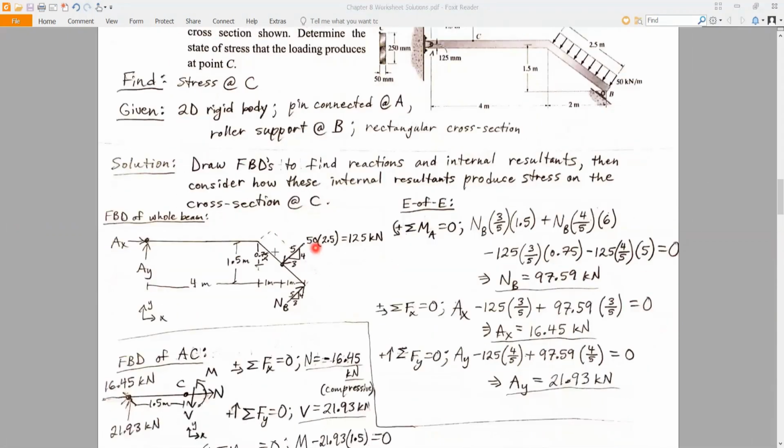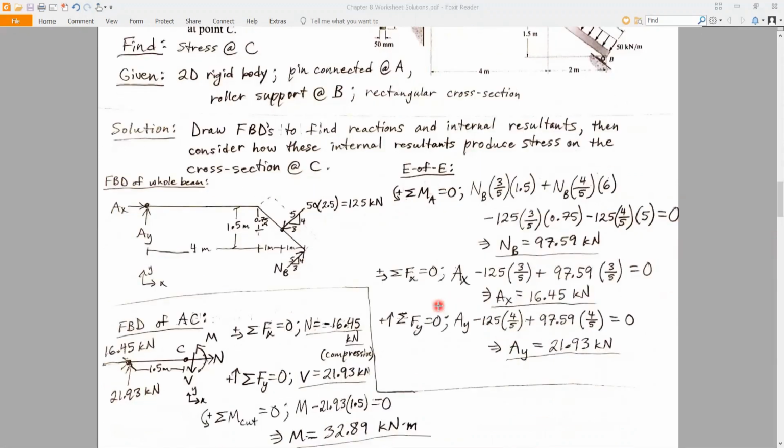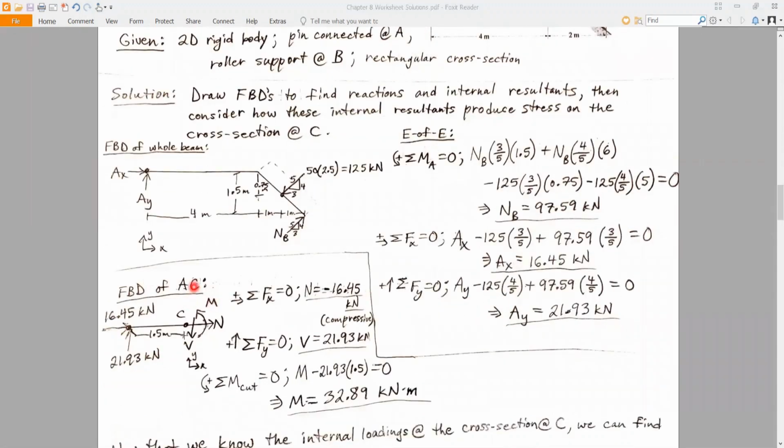Right? So free body diagram of the whole beam. Use your equations of equilibrium to find your reactions. Once you have those reactions, you can make your cut into your beam, expose your internal resultants. Your normal force here acting to the right in tension is positive sign convention, V going down, and M bending upward. Okay, sum your forces in the X and Y to get your normal force and your shear force, and sum your moments about the cut to find your internal resultant moment.